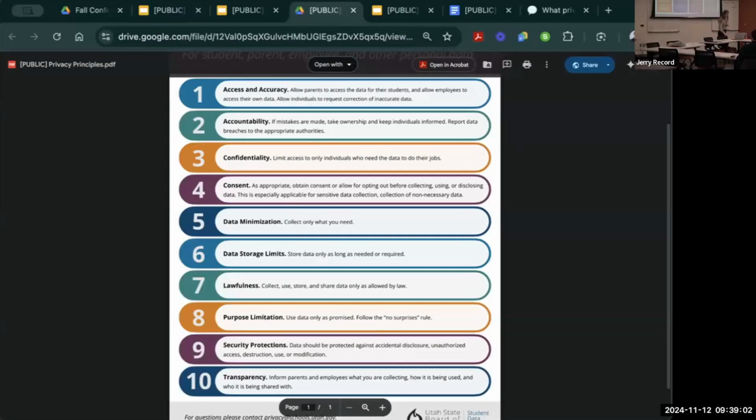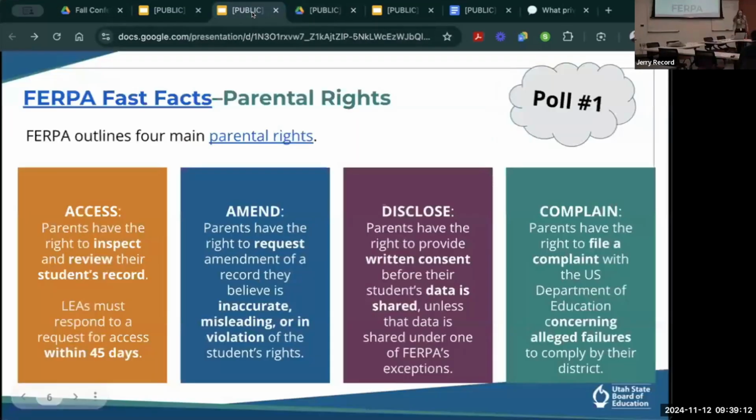All right, let's move on to our next topic, which is still about FERPA, but now we're going to dive into the world of FERPA exceptions. So this is how I describe FERPA exceptions.